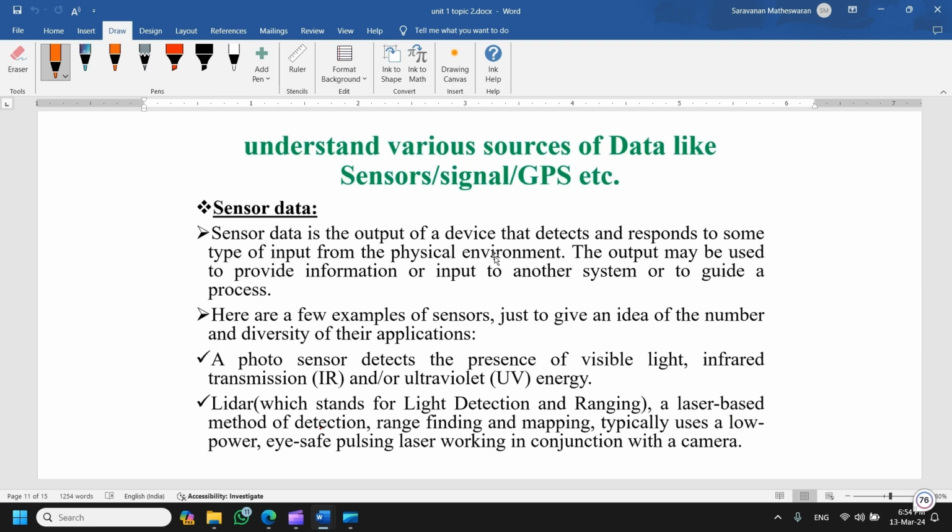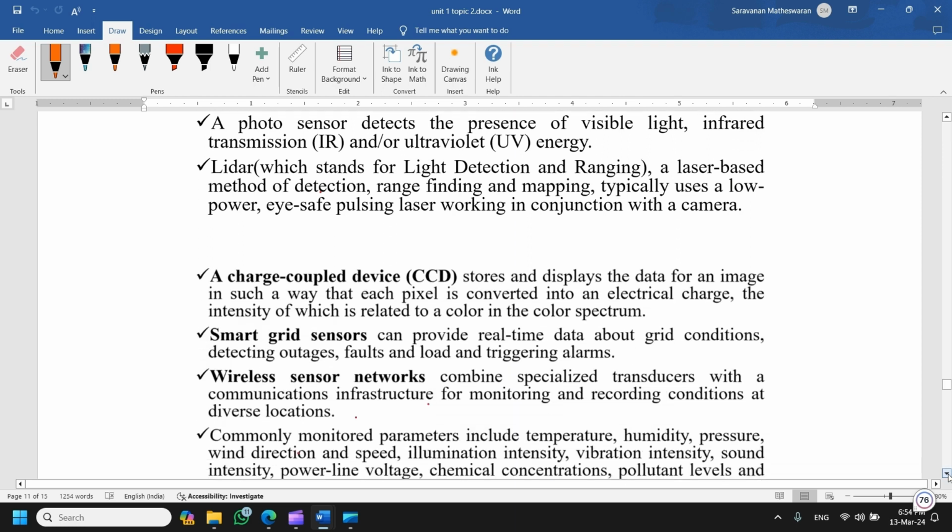A few examples of sensors across diverse applications: the photo detecting sensor, which handles visible light, infrared transmission, and ultraviolet energies. Then LiDAR, light detection and ranging, a laser-based method for range finding and mapping, typically low power and eye safe, with pulsing lasers working in conjunction with cameras. Another device for collecting data is the charge coupled device, which displays image data where the wave of each pixel is converted into electronic charge, with intensity related to the color in the color spectrum.